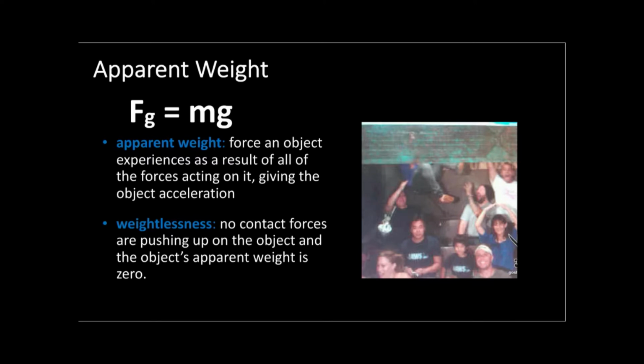So now we're going to talk about apparent weight and weightlessness, and this is where we get into what I call elevator problems. Your apparent weight is the force you experience as a result of all the forces acting on it. For example, in this picture, this guy's apparent weight at that moment is 0, right? Because he's floating in the air. He's come out of his seat and he's in the air. And so that's what we consider weightlessness.